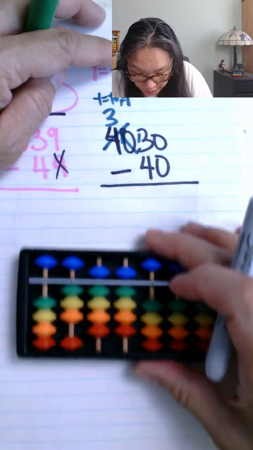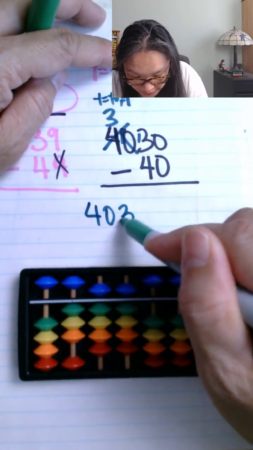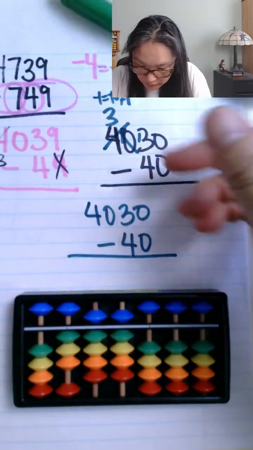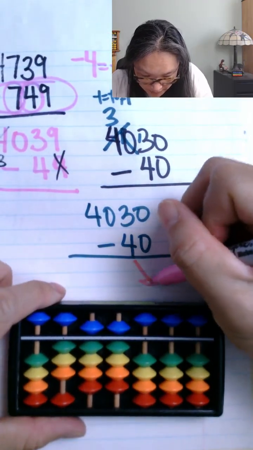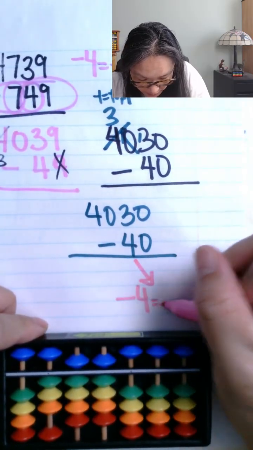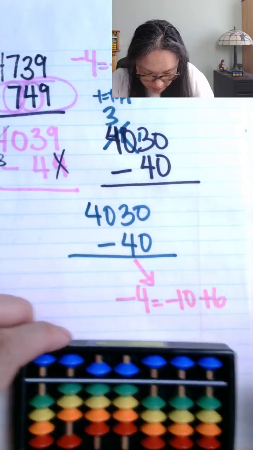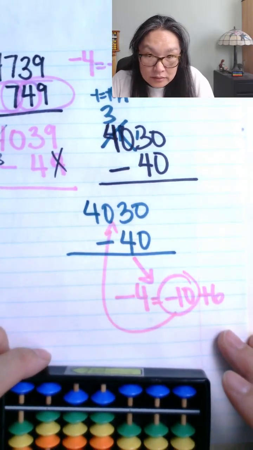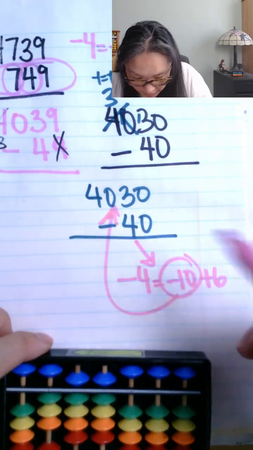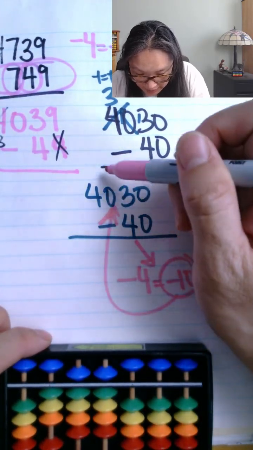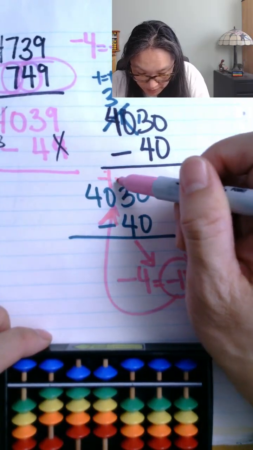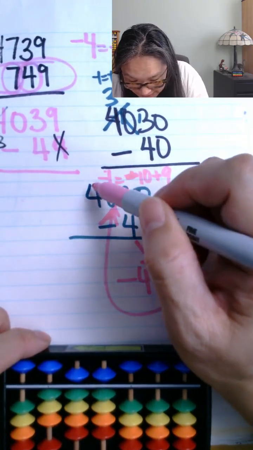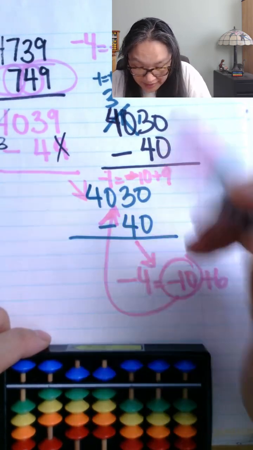So let's go back. So we have 4030 minus 40. This is minus 4 is equal to minus 10 plus 6. This minus 10 cannot be here. We have to take away 10 from here. That's what we got to do. But to take away the 10, it's just like minus 1. Minus 1 is equal to minus the 10 plus 9. So we got to minus the 10 here, and then add the 9.